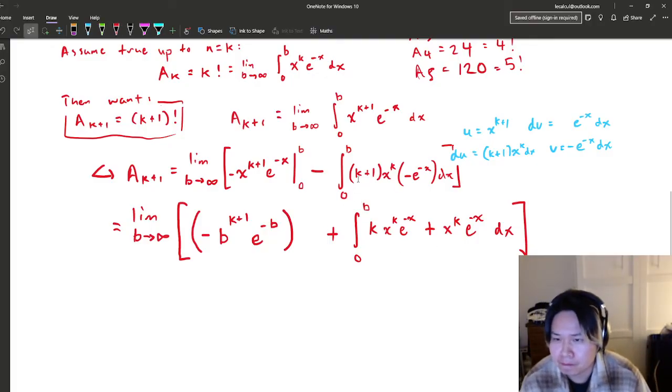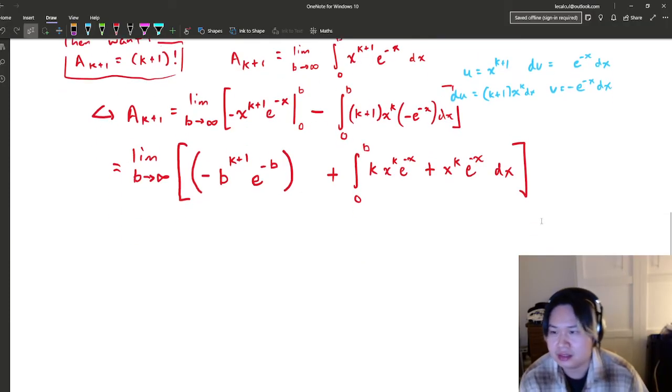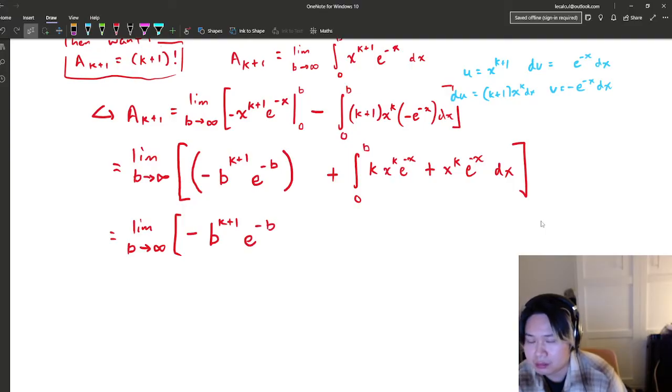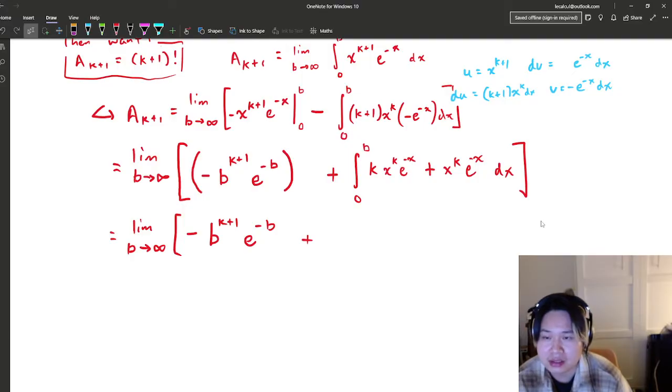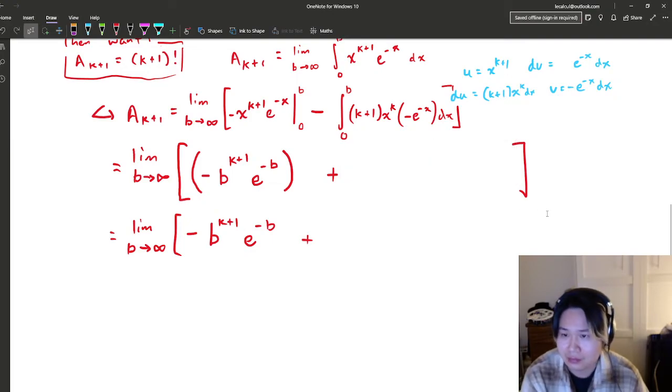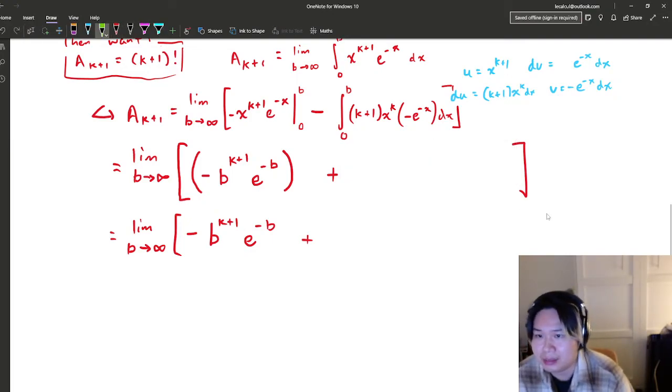Okay, so right, this negative I'm going to pull out here to be a plus, and then I'm going to expand this out, so I get k x to the k e to the negative x, and then I'll just have x to the k e to the negative x. Okay, I'm just going to keep writing this in full. Negative b to the k plus 1 e to the negative b. Actually this is so dumb, why did I do this? I'm going to just pull out k plus 1 because it's a constant.